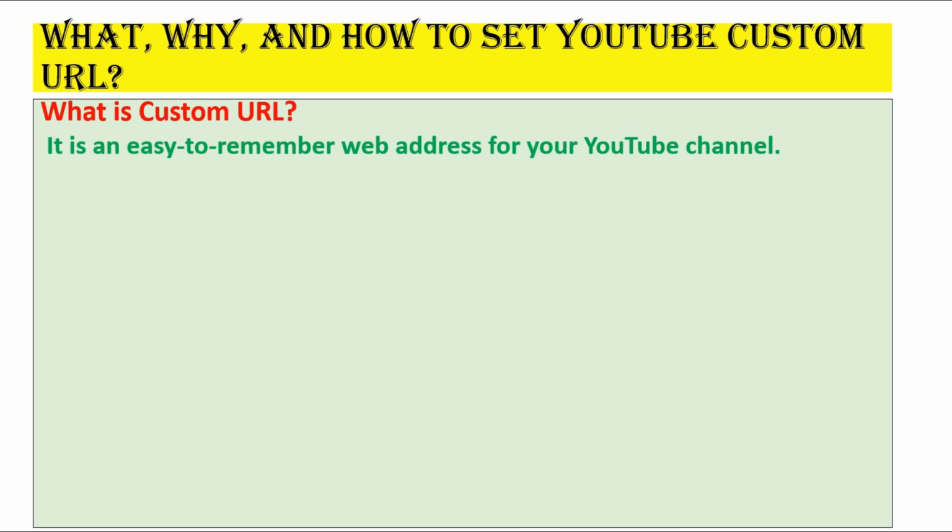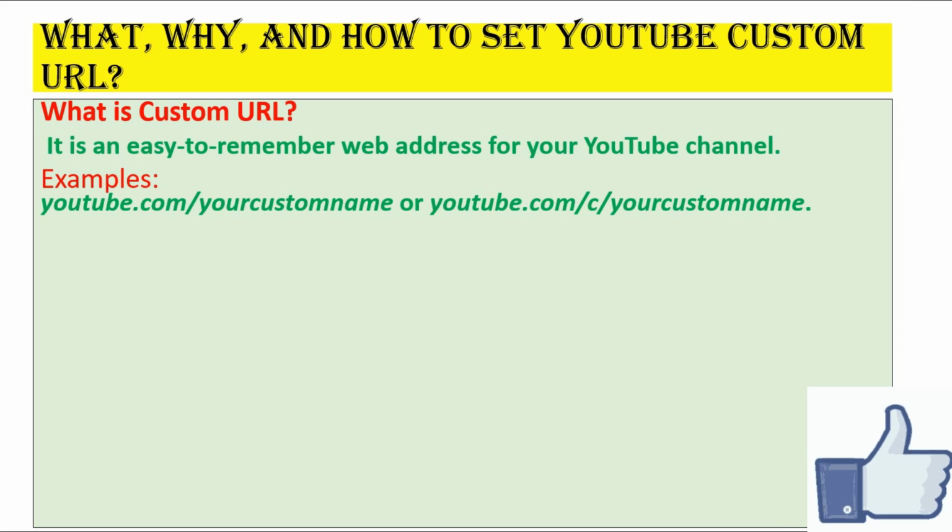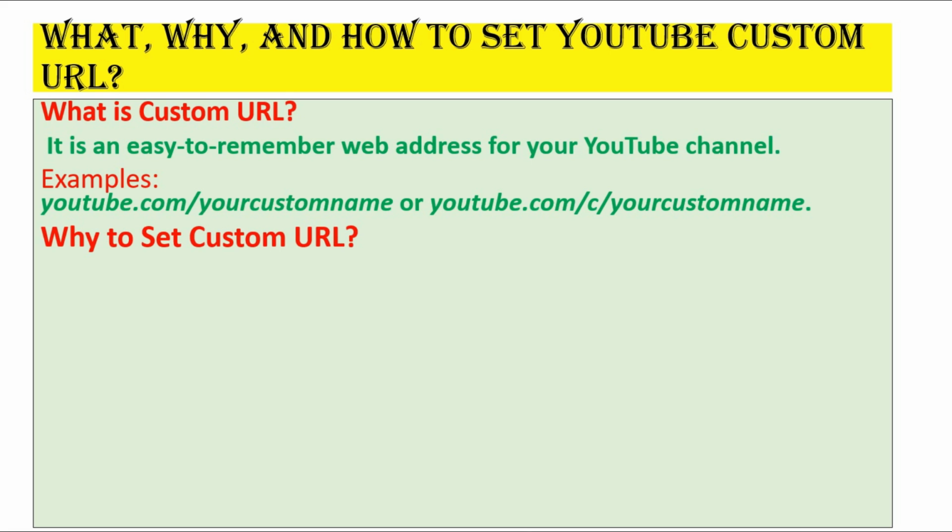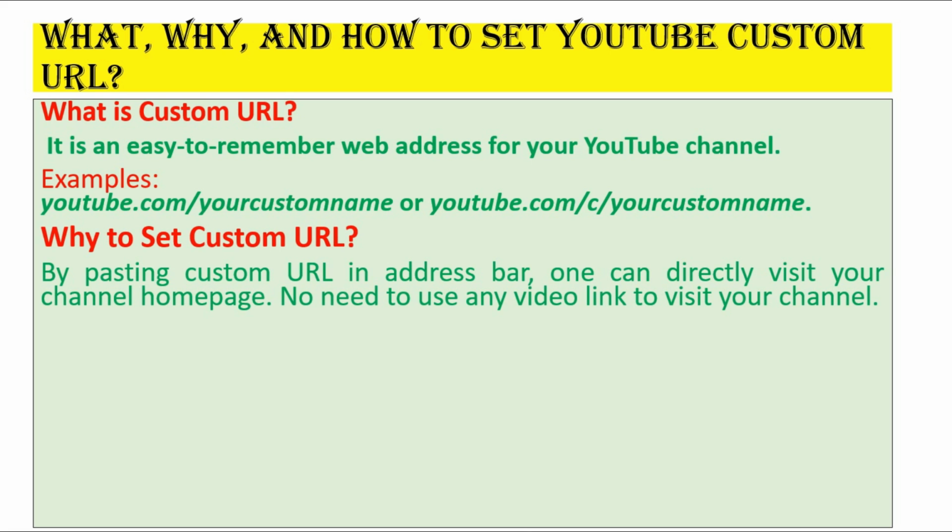URL. It is an easy to remember web address for your YouTube channel. Examples: youtube.com/your custom name or youtube.com/c/your custom name. Why set a custom URL? By pasting the custom URL in the address bar, one can directly visit your channel homepage. No need to use any video link to visit your channel.